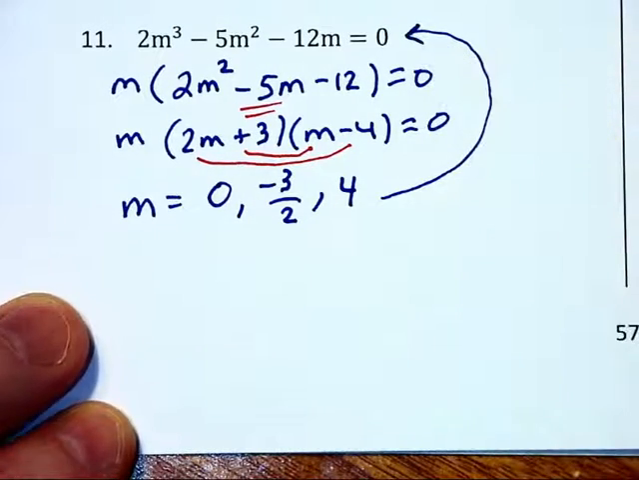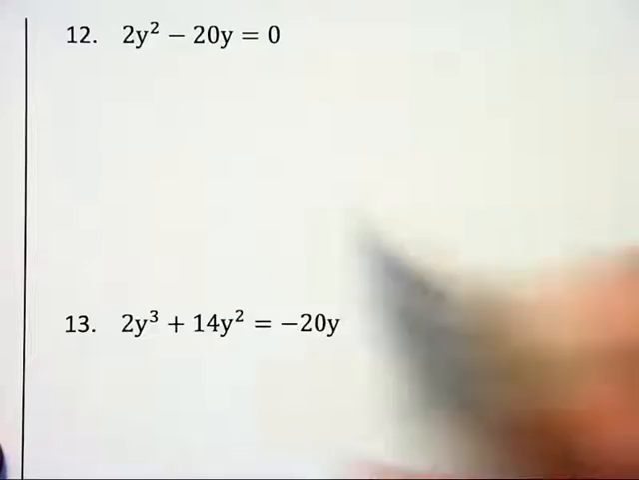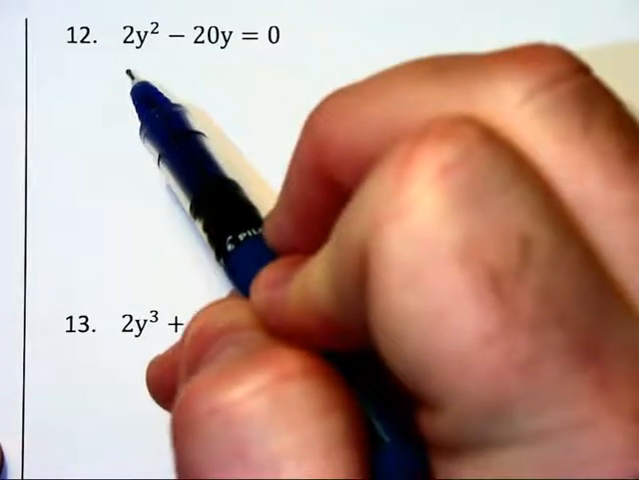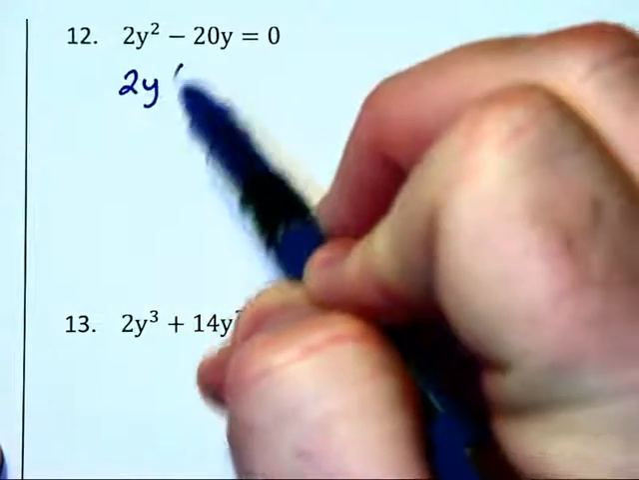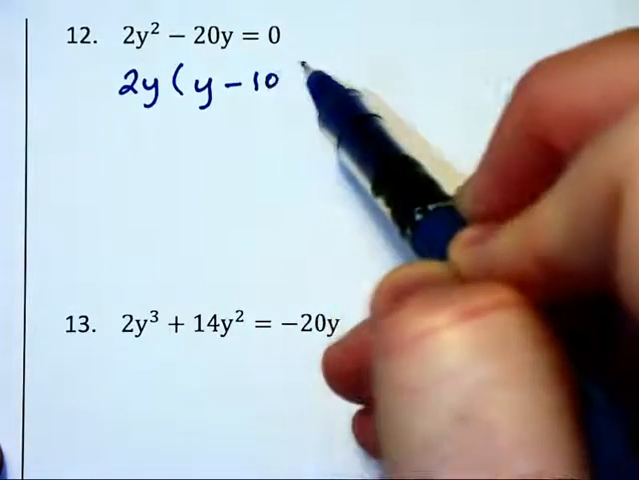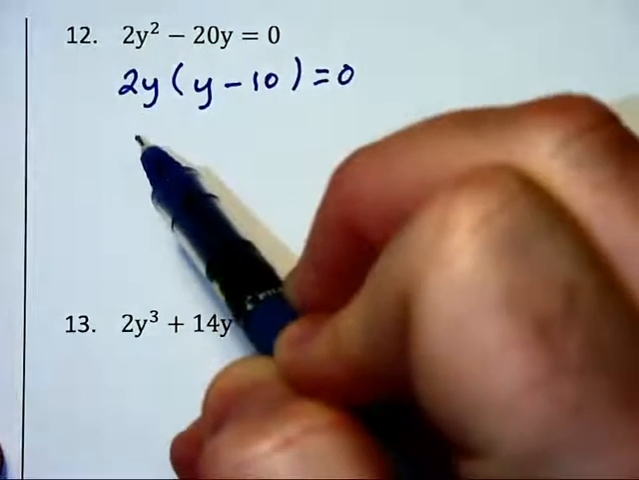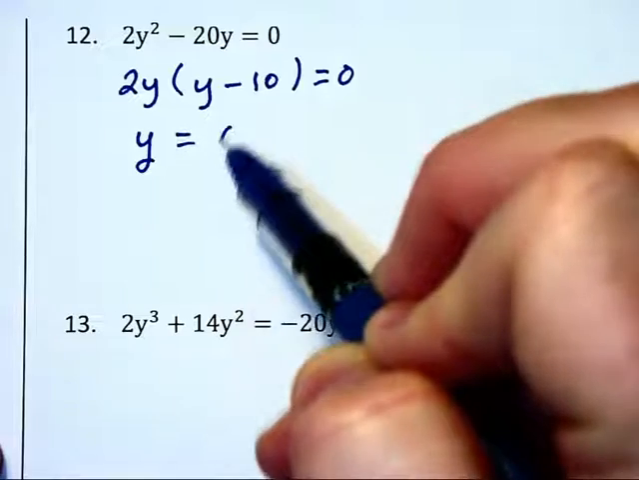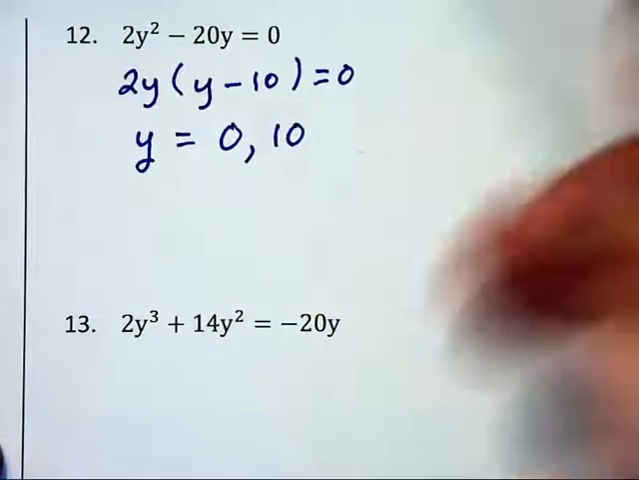For number 12, there are only 2 terms here, but I can still factor out a 2y, leaving me with y minus 10 equals 0. And you can see very easily that y will equal 0 or 10.